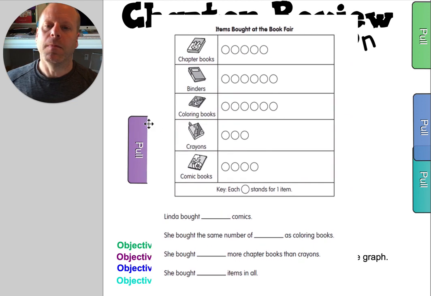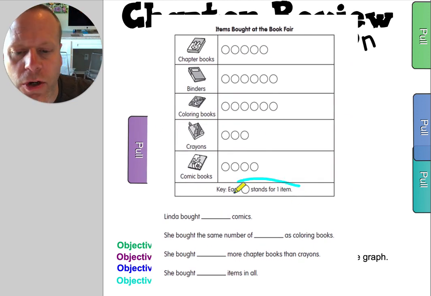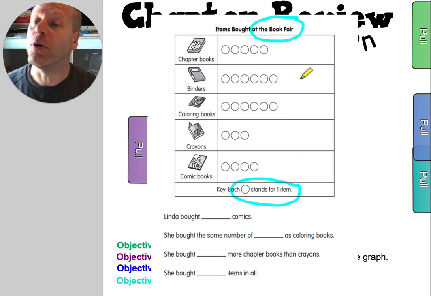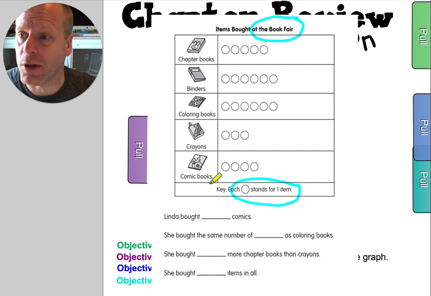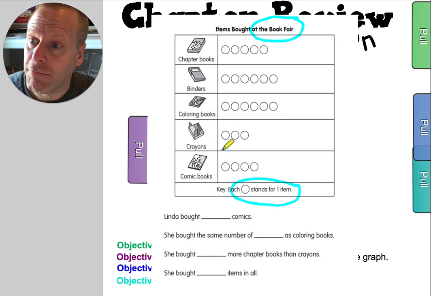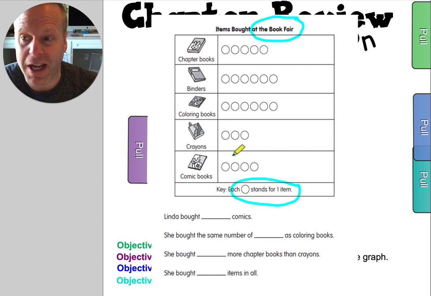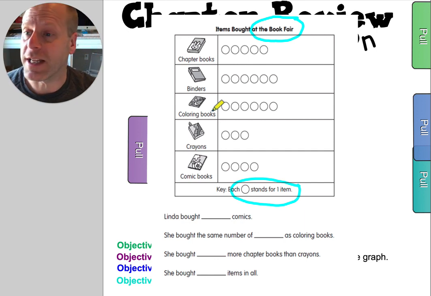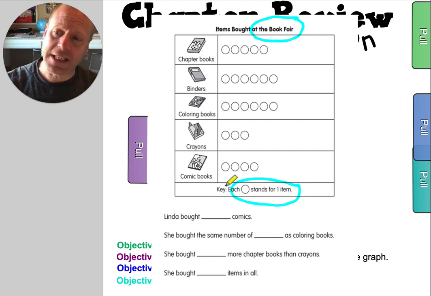All right, let's say I found the key. Each circle stands for 1. These are things kids bought at the book fair, like chapter books, binders, coloring books, crayons, comic books. And I'm ordering more for next year's book fair, and I want to know which ones were popular with kids. Well, the first thing I'm going to tell you is that I know which one is the least, right? I'm not going to order those maybe next year. I know which ones were pretty popular. I might order more of those for the kids next year, right? So I might answer some questions about which is the most, which is the least.